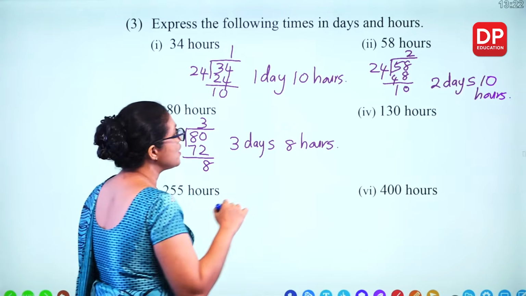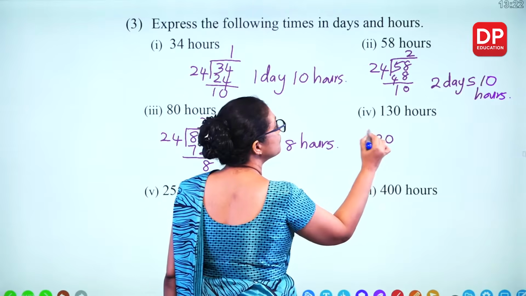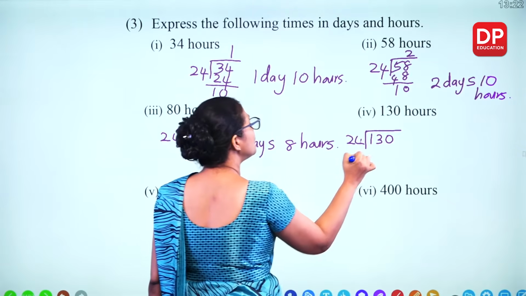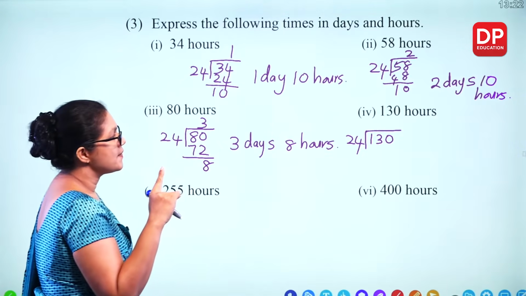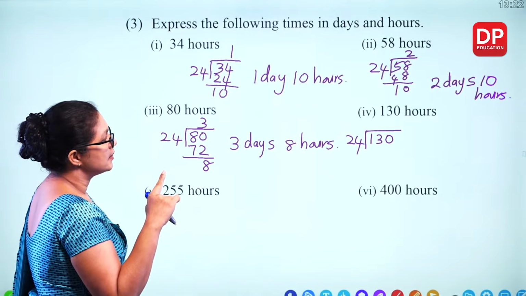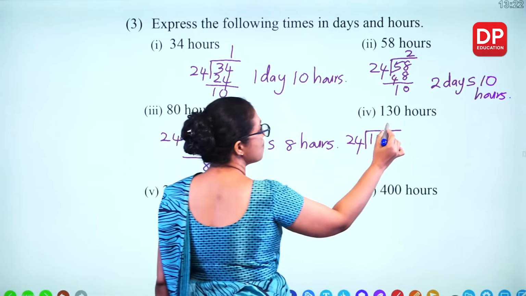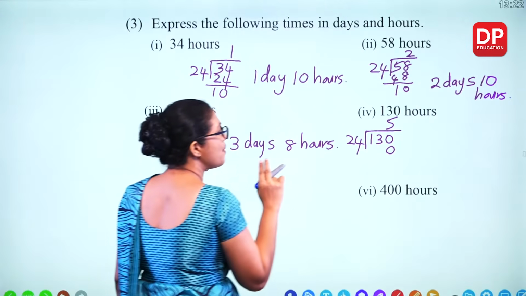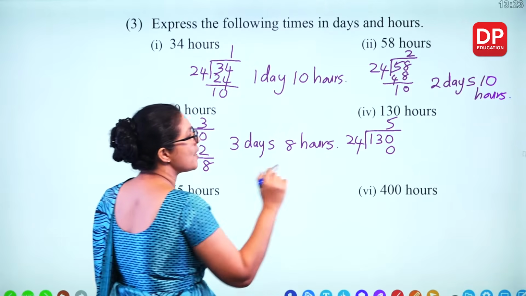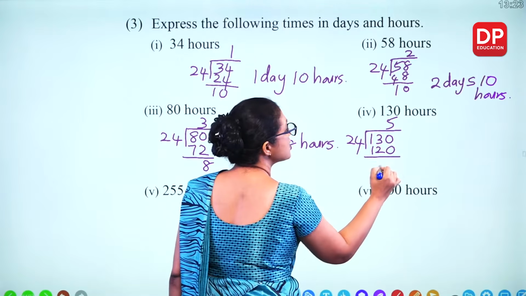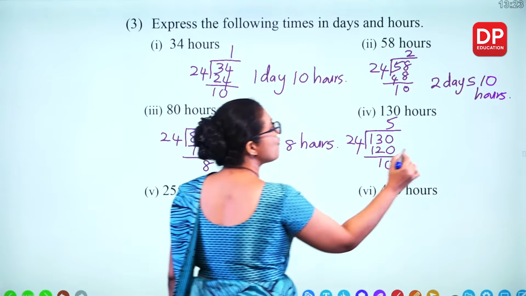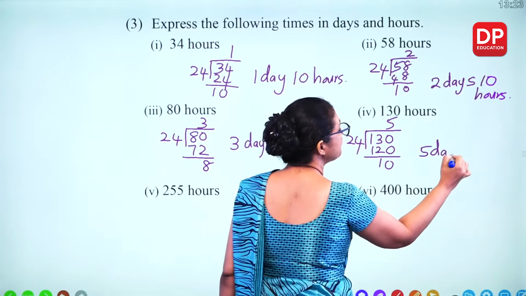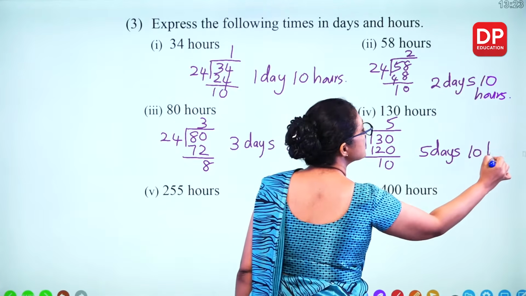130 divided by 24. What's the value? 5, 6, 5. 5 times 4, 20, 2 remaining. 5 times 2, 10 plus 2, 12. So that's 10 remaining. So 5 days and 10 hours.